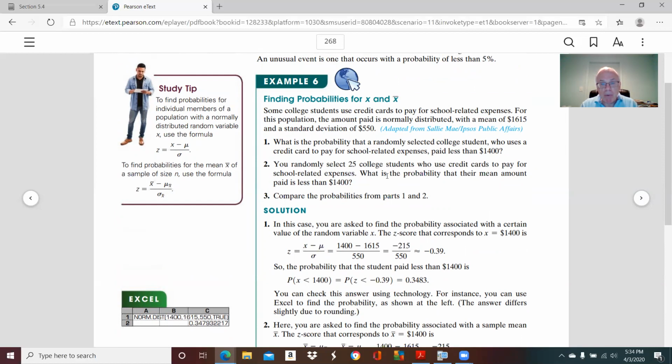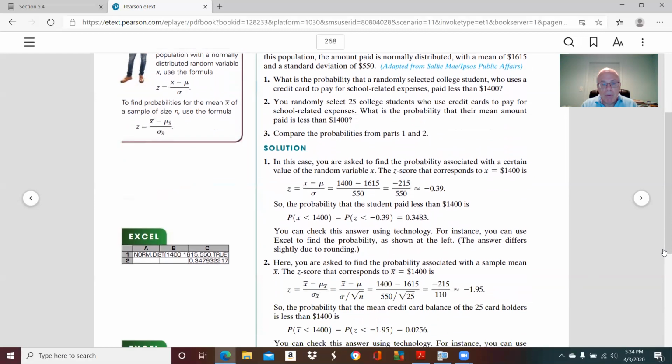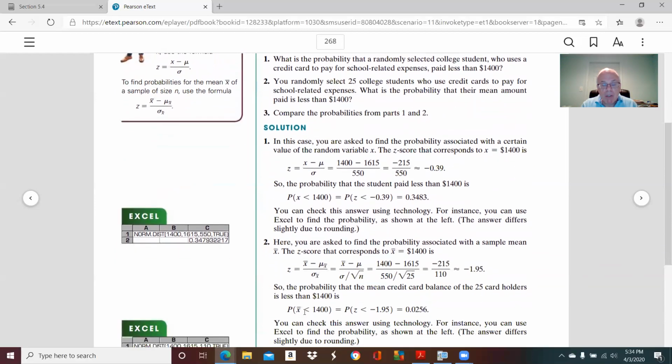What are they asking here? What's the probability that X bar, the mean amount paid by the 25 students, is less than 1,400? It's a different question. Part one is asking about one student. What's the probability that one student paid less than 1,400? Question two is asking, what's the probability that the mean of the 25 students is less than 1,400? And you're going to get a different answer. In number two, it's the probability that X bar is less than 1,400. X bar, not X. Okay?